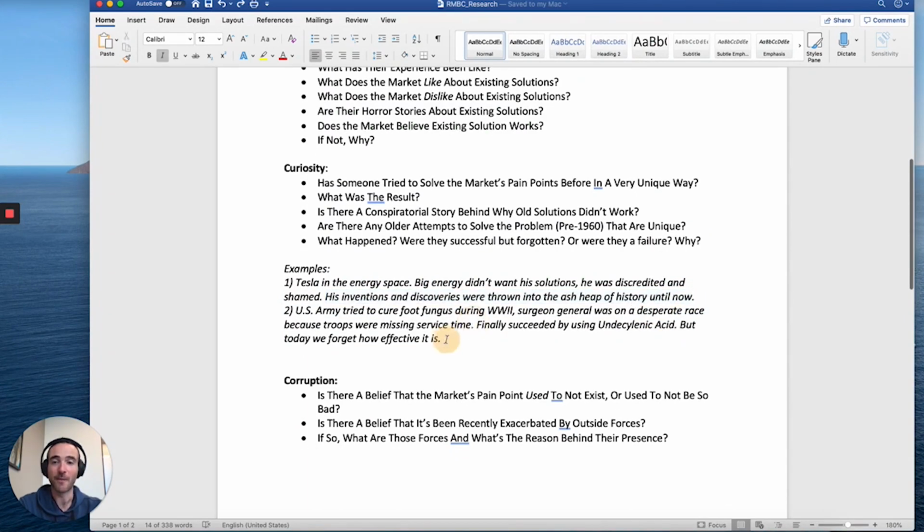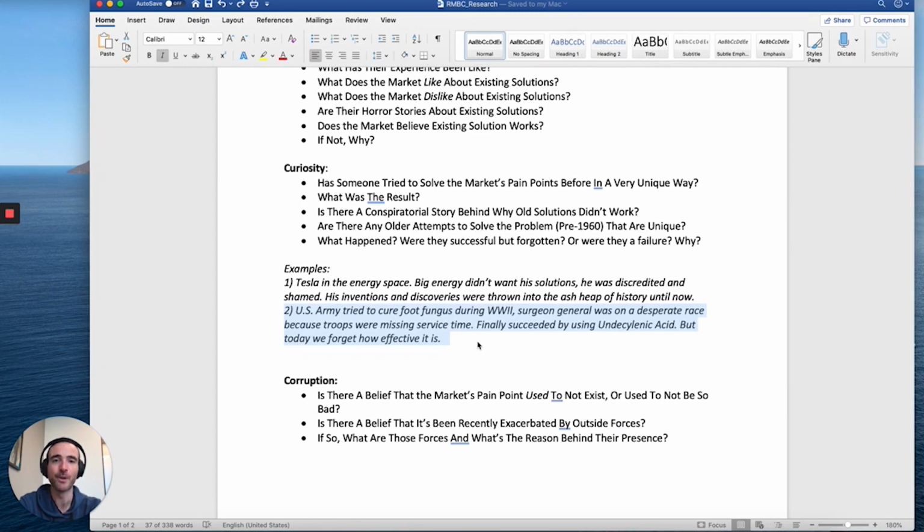And then the other one, which is one of my favorites ever, is for foot fungus. I've used this example before, but it's worth talking about because you may have never seen me teach before. Basically, in World War II, and this is completely true, I found a really cool report by doing research and looking for old solutions, so doing exactly what I'm telling you to do.